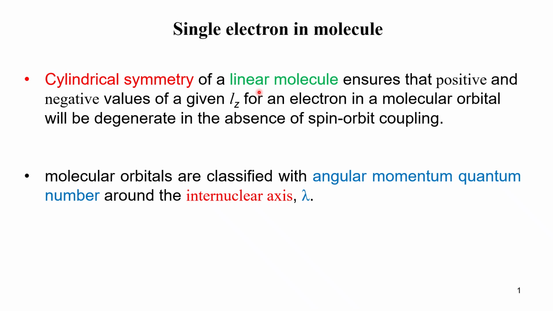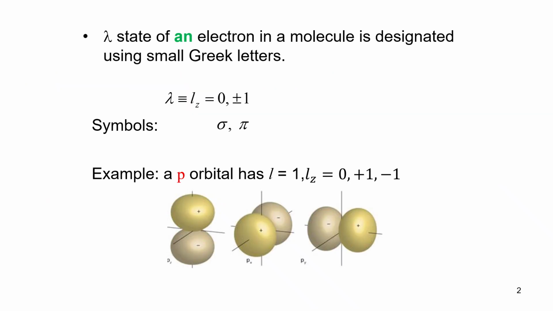So, the state of the electron in a molecule can still be quantified using the angular momentum along the bond between the two atoms, given the symbol Lz. Therefore, we use the molecular angular momentum quantum number around the internuclear axis to label the state for the electron in the molecular orbital. The lambda state, or the Lz value for the linear molecule of an electron in a molecule, is designated using this small Greek letter.